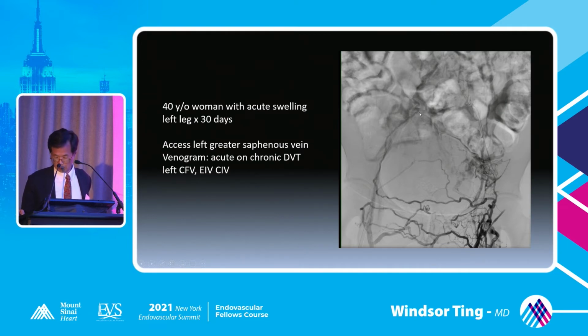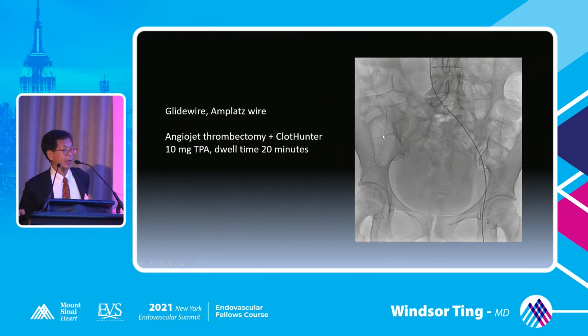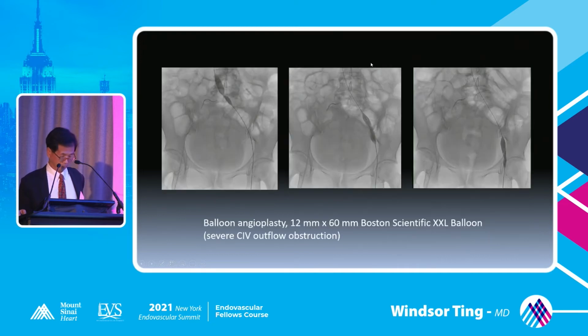This is another patient. Here you can see the common iliac vein, external iliac vein, and common femoral vein were all completely thrombosed. Again, you see a fair amount of collateral, suggesting it was an acute on chronic condition. I was able to pass a guide wire through it, and I used the Angiojet thrombectomy system to pulse spray around 10 milligrams of TPA into the clot. I let it sit for about 20 minutes. I came back and used the thrombectomy mode to reduce the amount of thrombus in the clot.